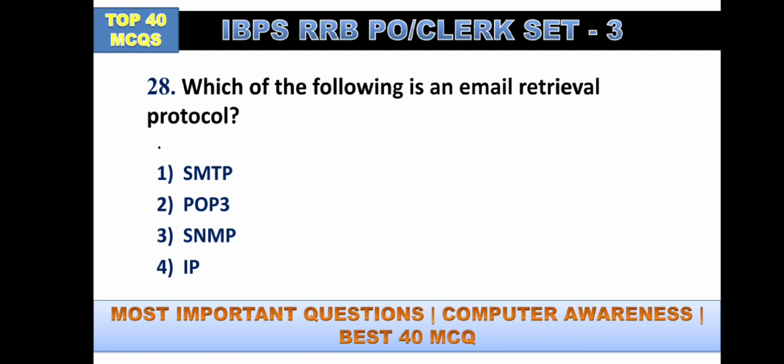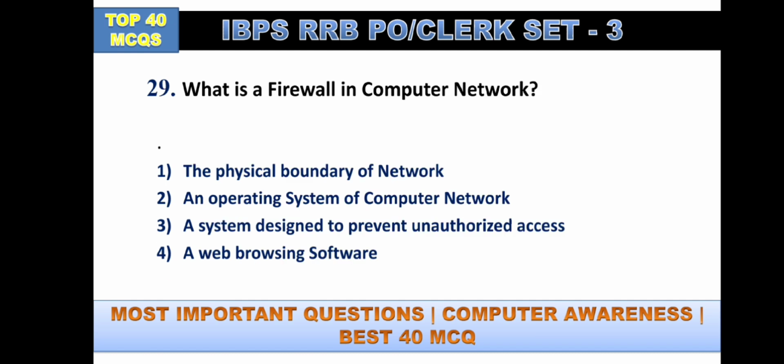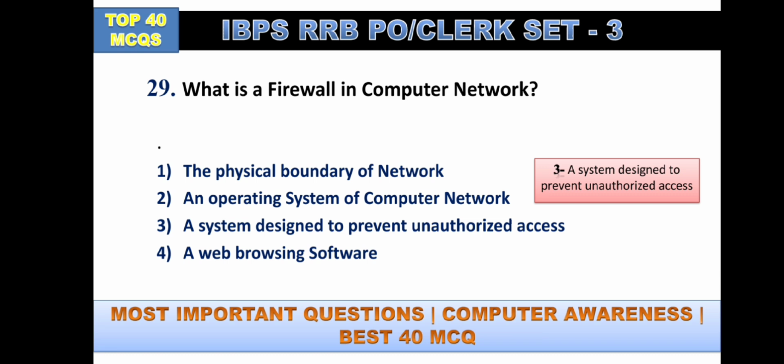Which of the following is an email retrieval protocol? So this is Post Office Protocol. Okay, POP. What is a firewall in a computer network? I think all of you know. So it's a system designed to prevent unauthorized access. You can say system or software.